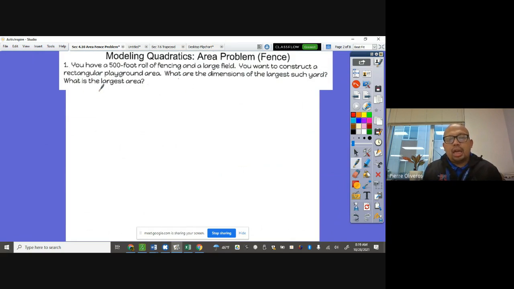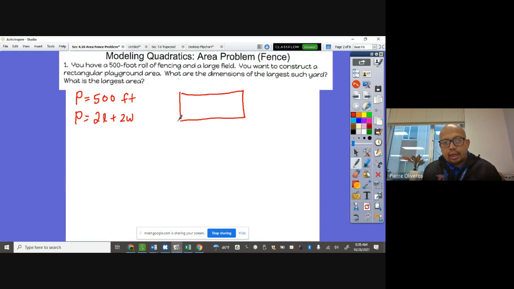So we know that the perimeter is going to be at most 500 feet, right? And the formula for perimeter is twice the length plus twice the width. Why is it so? Because in a rectangular area, you have two lengths and two widths, right? That's why 2L plus 2W. So we know that 500 is equal to P, so I can plug in 500 equals 2L plus 2W.